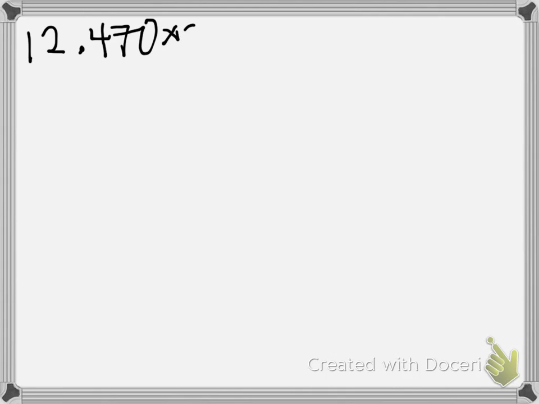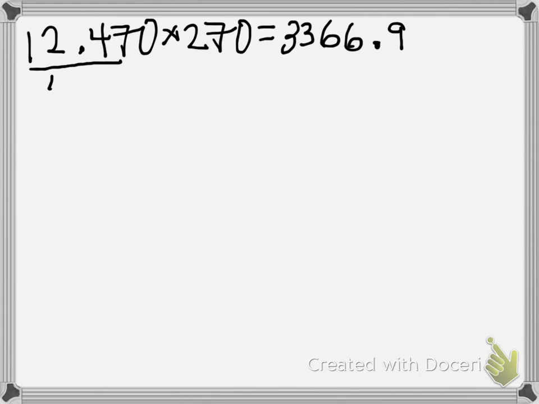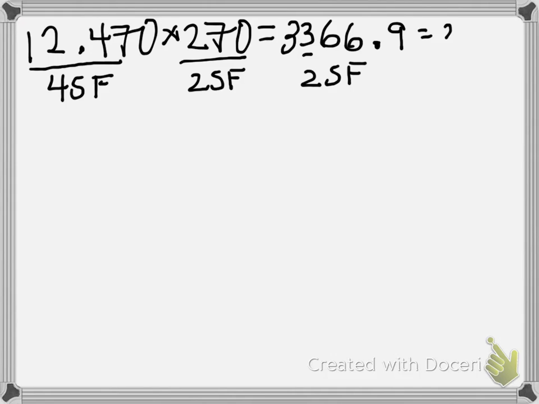12.470 times 270. Okay, when you do this on your calculator, your calculator gives you 3366.9. Okay, but this first number has 4 sig figs. The second number has only 2 sig figs. So my answer can only have 2 sig figs. So when I write that, that's to here, I'm going to write this as 3,400.